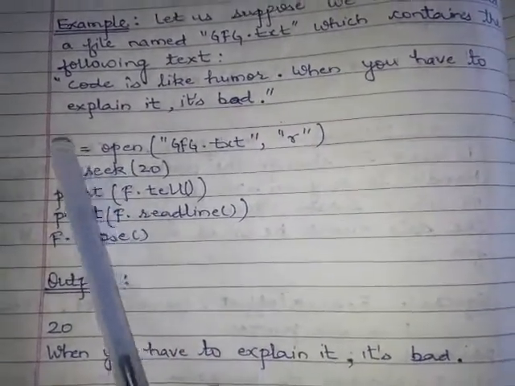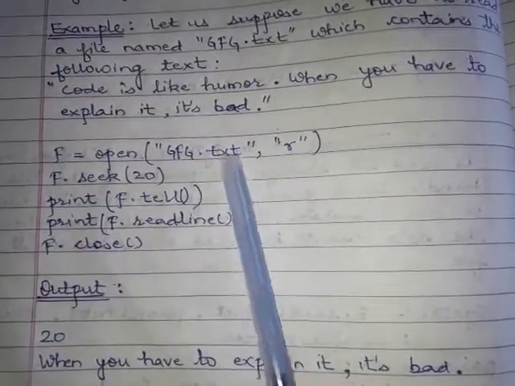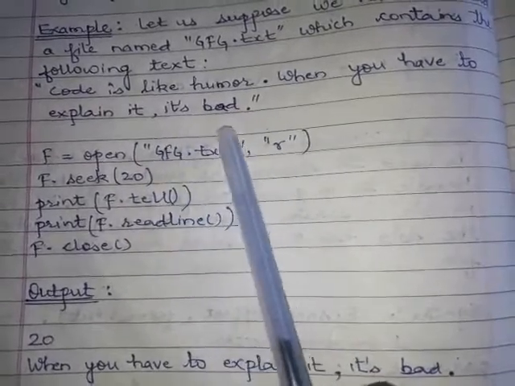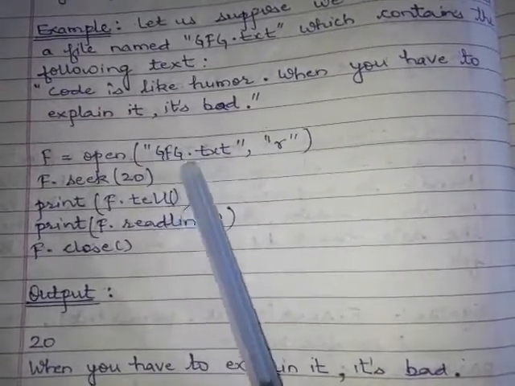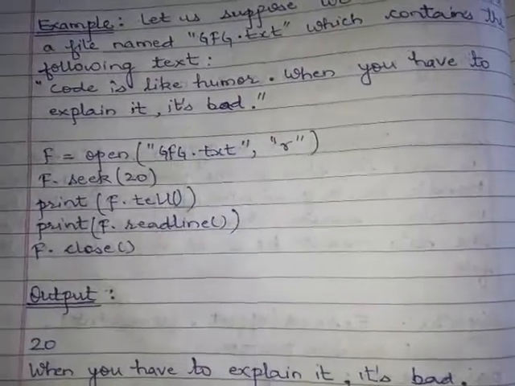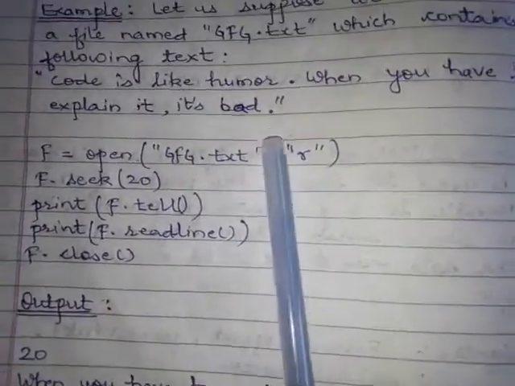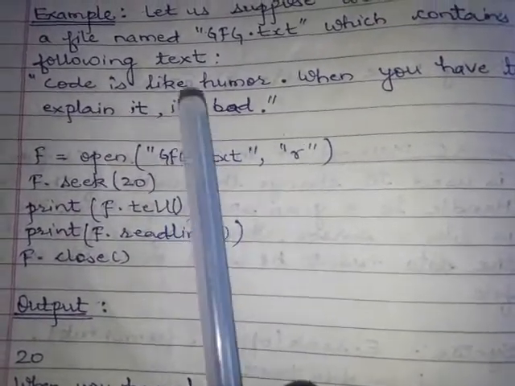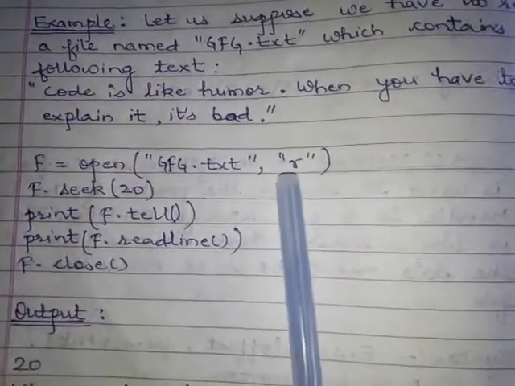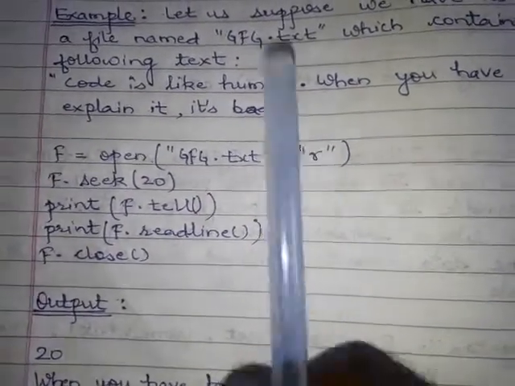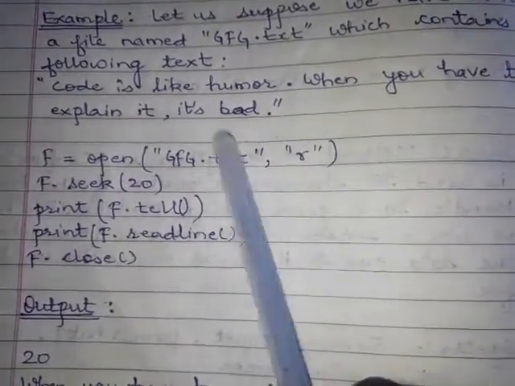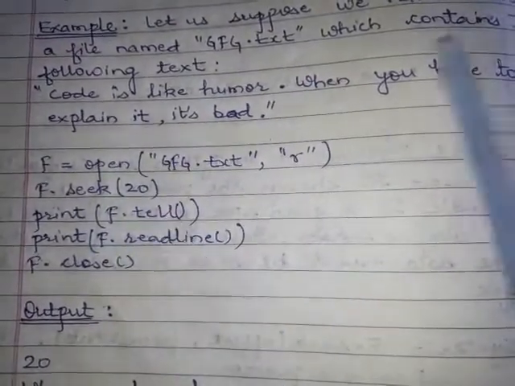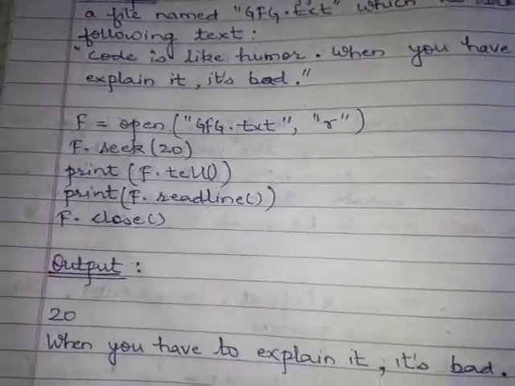Now write this code: f = open('gfg.txt'). If you make the file in the current location of your Python library, it is okay. Otherwise you have to give the path, otherwise it will not have any effect on the file. So give the path over here. If it is your current working directory, it is okay. Open the file in read mode. This is a normal file, not a binary file. It is a text file.